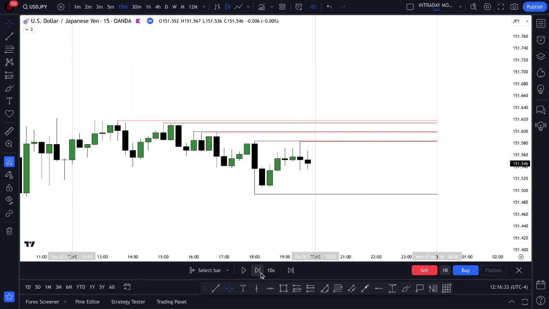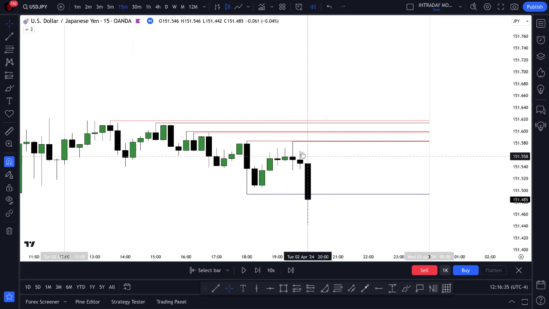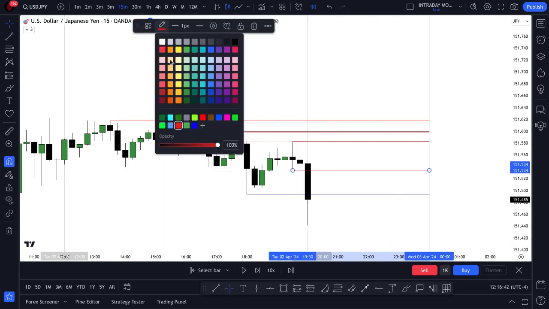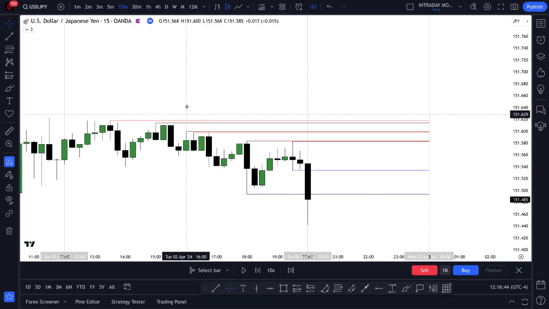Let's play it forward. You see price comes down quickly. Takes out this one I forgot to mark off. We don't have to mark off every single one, but it's very crucial to see what liquidity pools you have available going into the session. You see instantly within this candle, price comes down within the 15 minutes here. It takes out this swing low. It takes out this swing low.